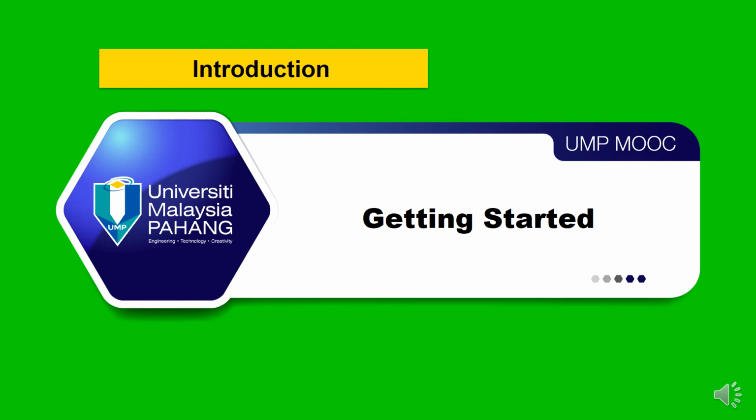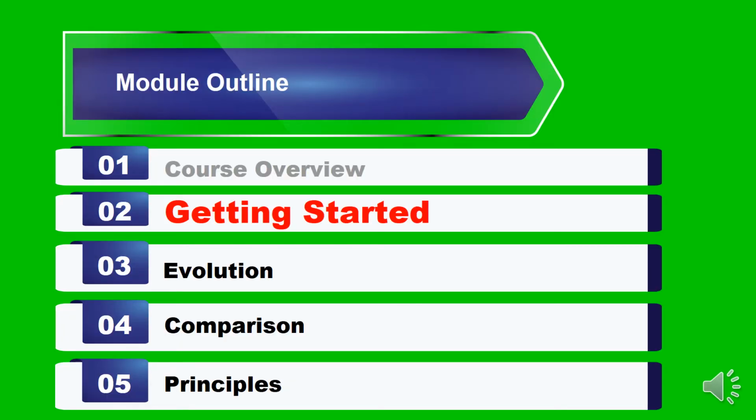Okay guys, shall we continue with the second part of the introductory module? The second part is on getting started in object-oriented programming. Throughout the module outline, we are on the second part of module 1. Ensure that everyone has gone through the overview part before we move on to getting started.